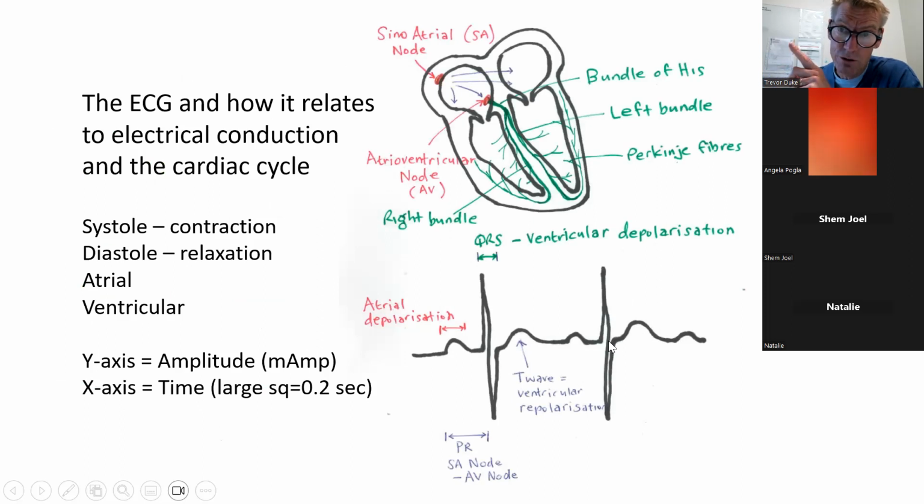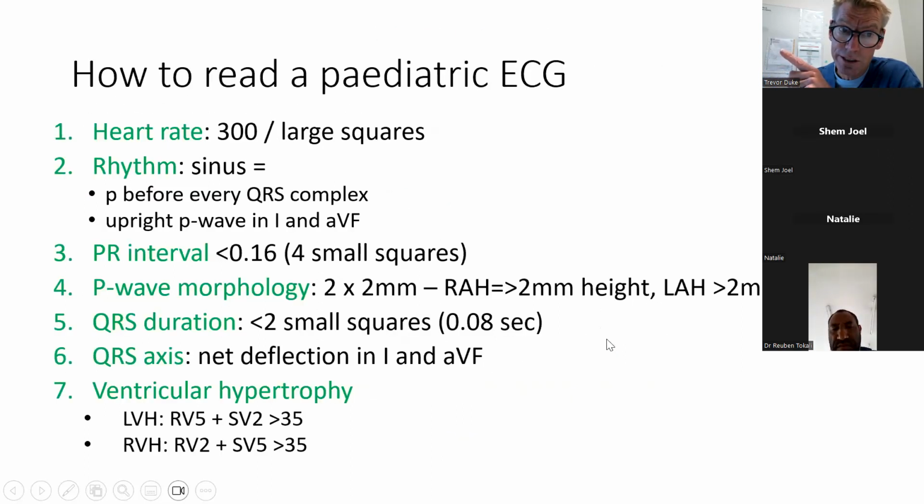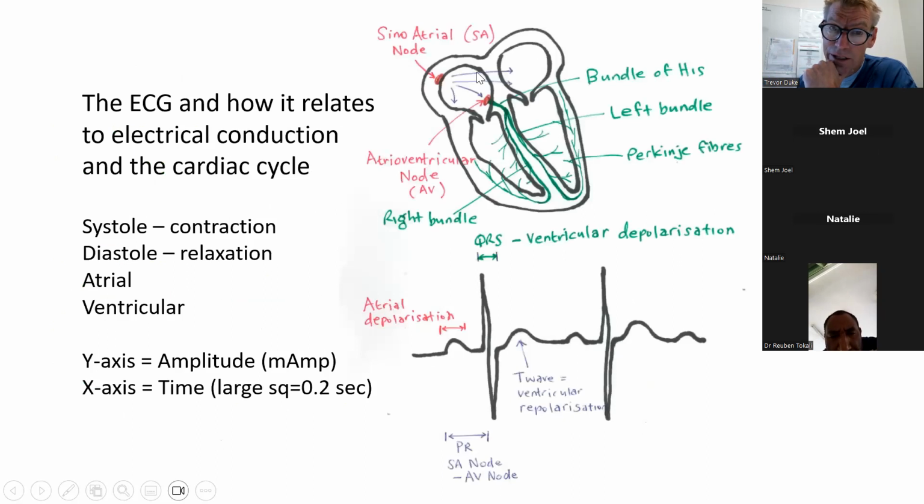The second criterion for being in sinus rhythm is that there needs to be an upright P wave in lead 1 and lead AVF. All that means, looking at what's called the P wave axis, is that the P wave is coming from the sinoatrial node. If the P wave was coming from some other part of the atrium, either the left atrium, or from down below near the AV node, which is called junctional rhythm, then the P wave is not upright in lead 1 and AVF.